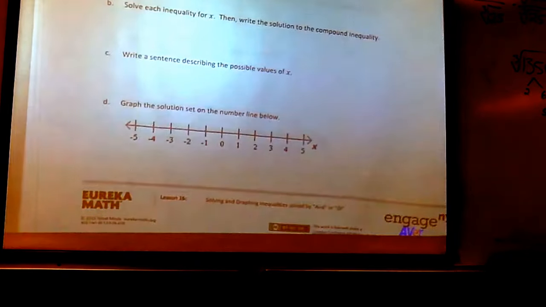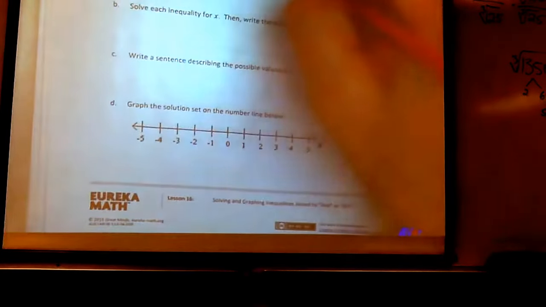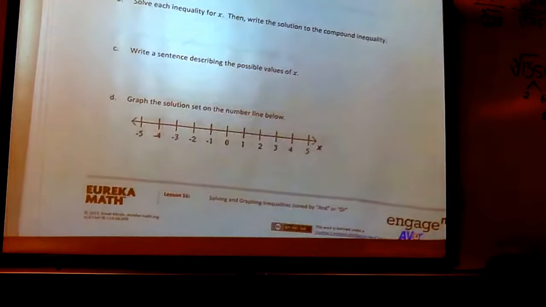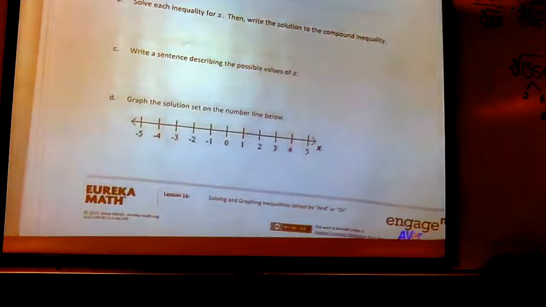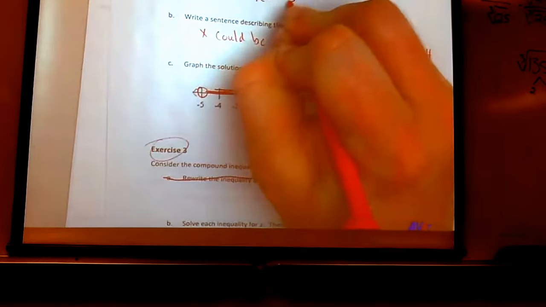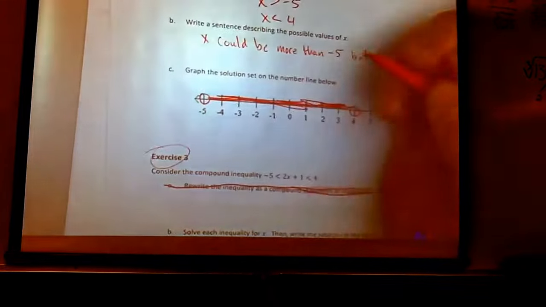So on this one, are we going to cross out A? Oh, I see what it meant. It just means, instead of writing it all as one big inequality, you would write 2 separate ones. But who cares? We're going to cross it off again. Solve for x. It's like solve each.